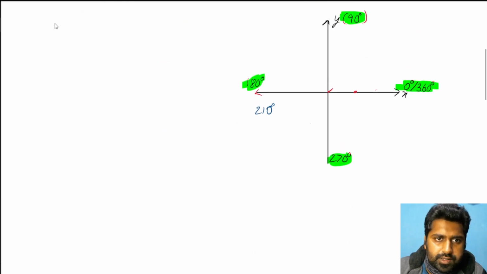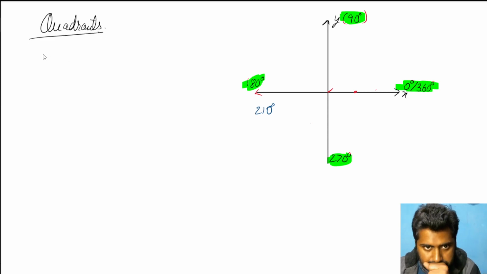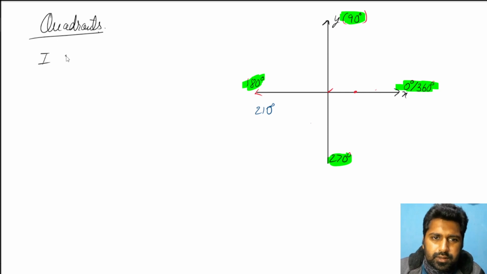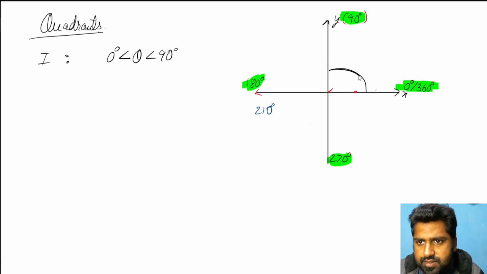Let's talk about quadrants now. Clearly, your first quadrant, your angle usually is represented by theta. So theta is from 0 degree to 90 degree. Look at this. This is the first quadrant. It is between 0 and 90 degree.